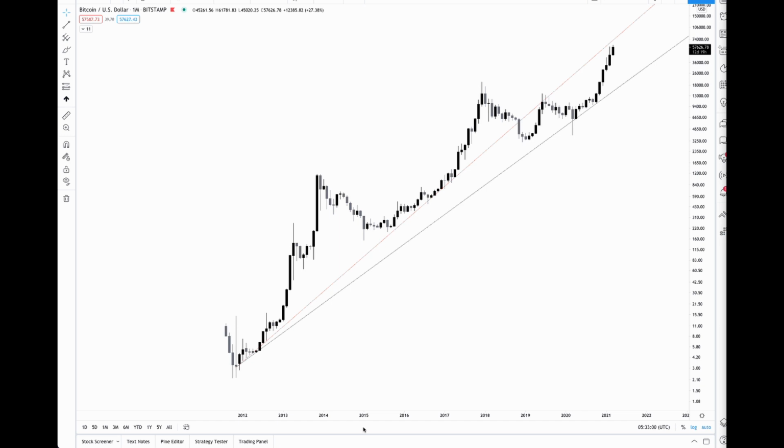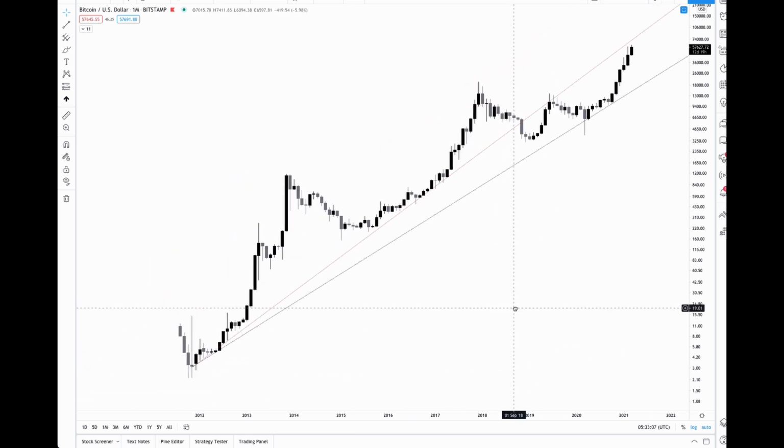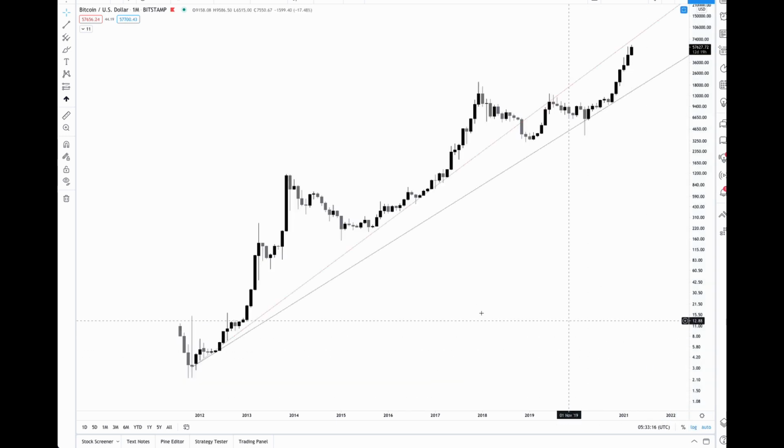Let's begin by looking at Bitcoin's monthly chart. Over here, we have the logarithmic chart for Bitcoin's monthly chart, and it's in a log scale because if we take a look at the arithmetic scale, it's extremely steep and it makes it difficult to analyze what's going on.